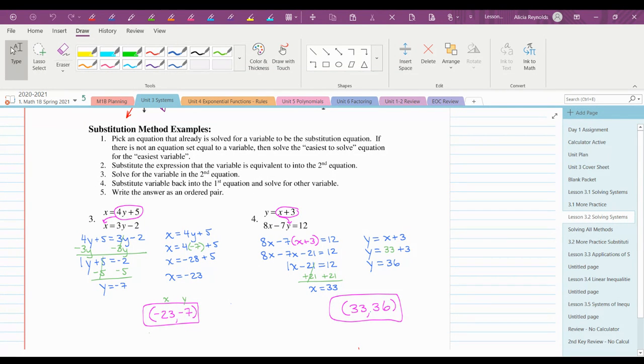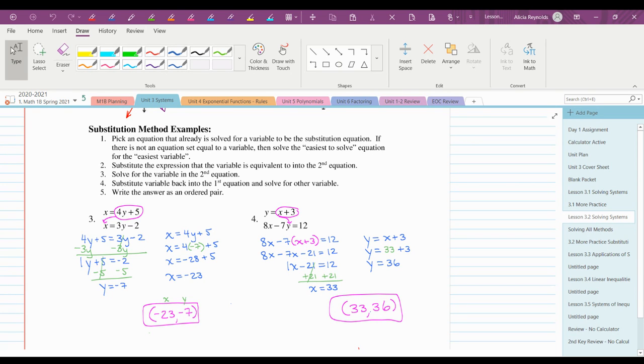Then we're going to substitute the expression that the variable is equivalent to into the second equation, solve for the remaining variable in the second equation, and then substitute that value back into the first equation and solve for the other variable. Then we'll write our final answer as an ordered pair. So those 5 steps might seem kind of complicated, but once we go through these 2 examples, we should be able to see them a little clearer.